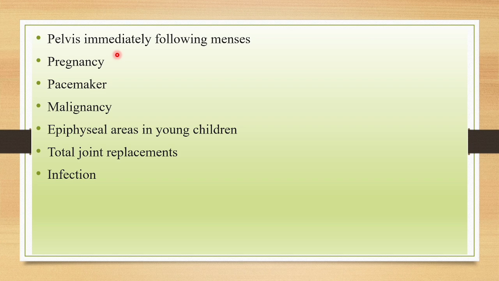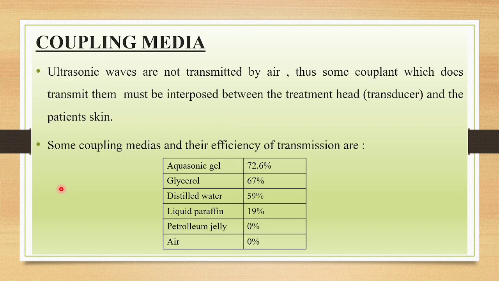And the pelvic area immediately following the menstrual cycle. In case of pregnancy, if the patient has a cardiac pacemaker, in case of malignancies, epiphyseal areas in young children, total joint replacements, and those who have infections. In all these cases, ultrasound is contraindicated.